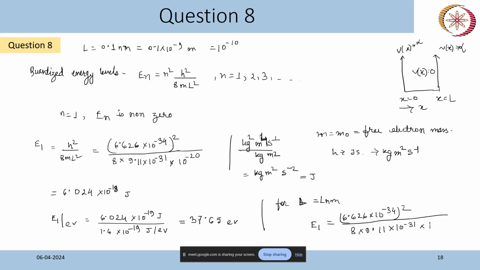10 to the power minus 9 meter square, so this is 10 to the power minus 18. So this will be 6.024 into 10 to the power minus 20 joule. So you can see that it is two orders different compared to the 0.1 nanometer thick barrier. So in electron volt it will be divided by 1.6 into 10 to the power minus 19.